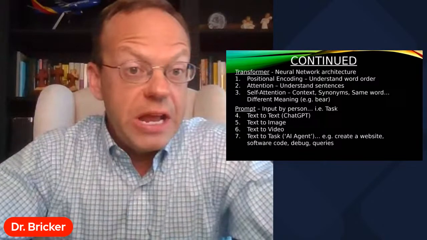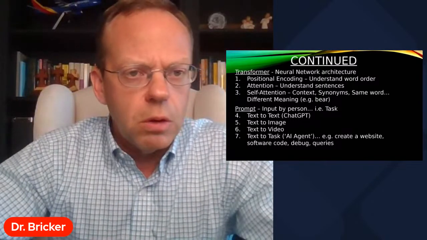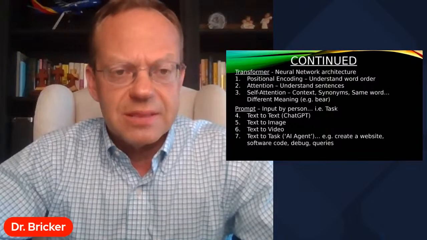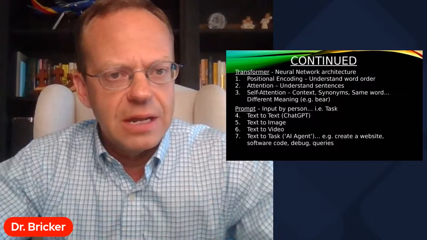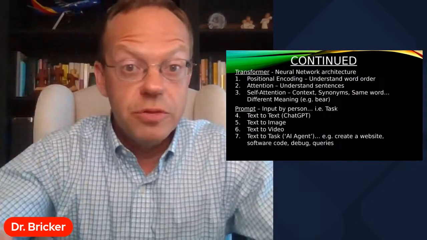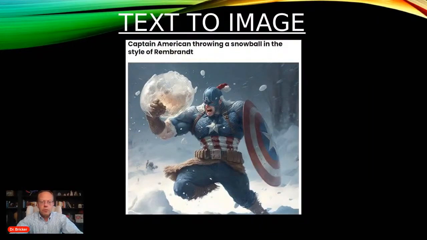queries. So many of you are familiar with SQL, and instead of actually having to use the SQL language to query a database, you could be like, hey, could you just find this for me in the database, and it'll be able to do that. So here is an example. Here, I'll blow this up real quick. Here's an example of text to image. The prompt, Captain American, look, they didn't even write America. They wrote Captain American throwing a snowball in the style of Rembrandt. And so this is what AI produced.